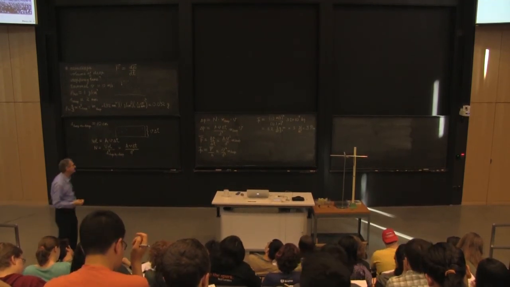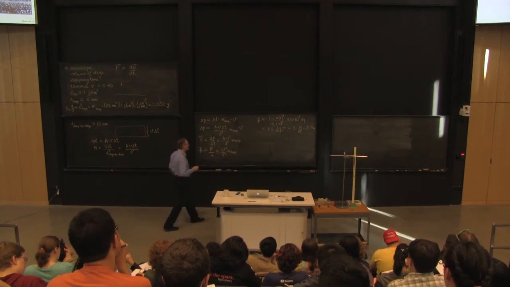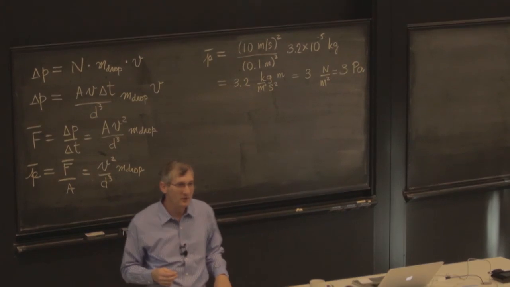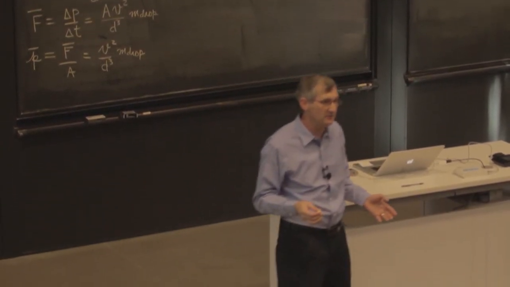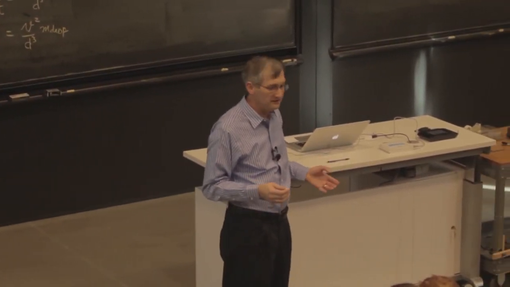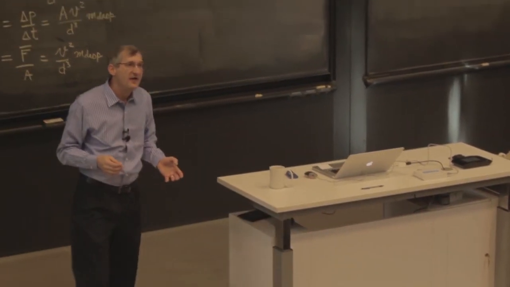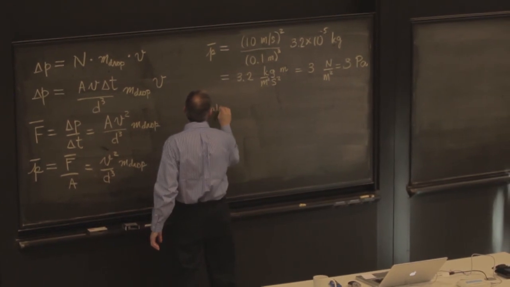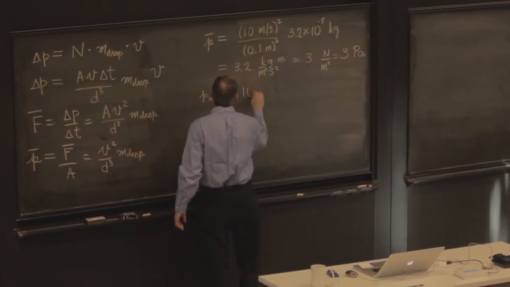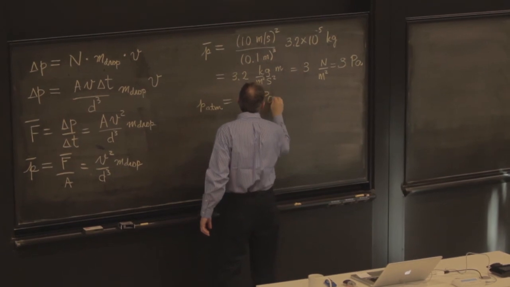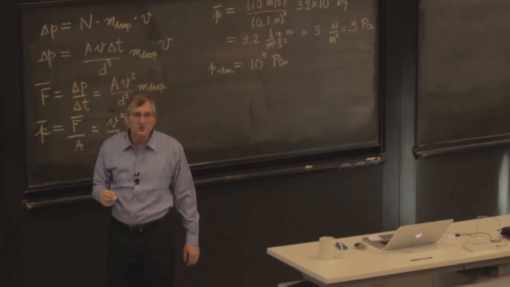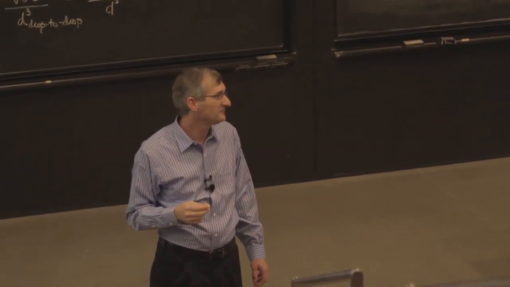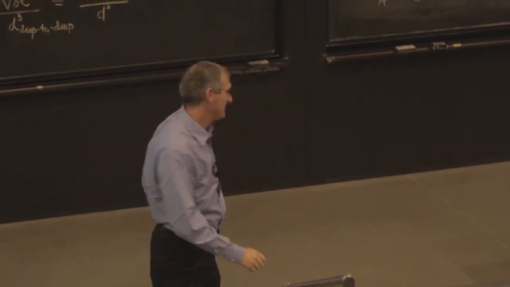I'd like to compare this to atmospheric pressure. Anyone happen to know what the air is pressing down on you with? 100,000 pascals. So P atmosphere, so you probably will not be terribly harmed in this rainstorm. Yes, right. So out you go.